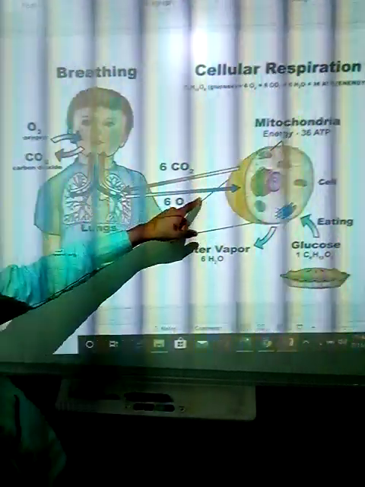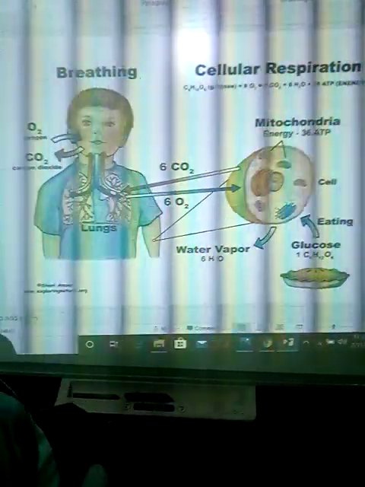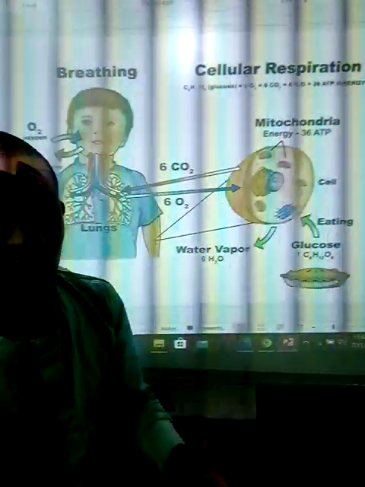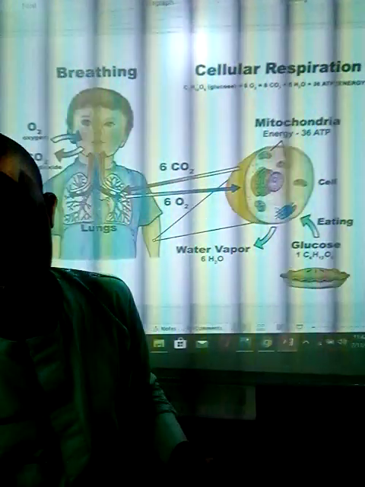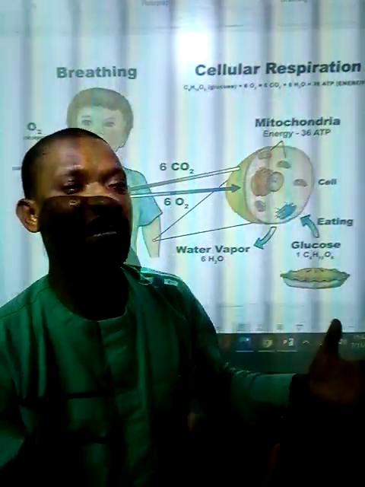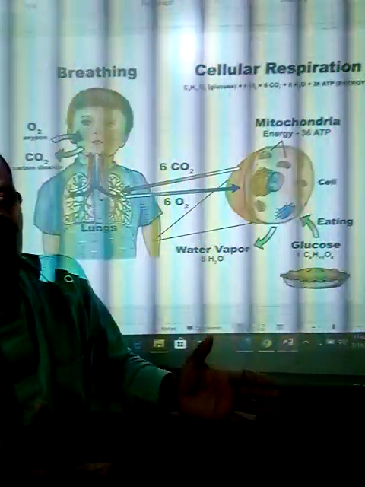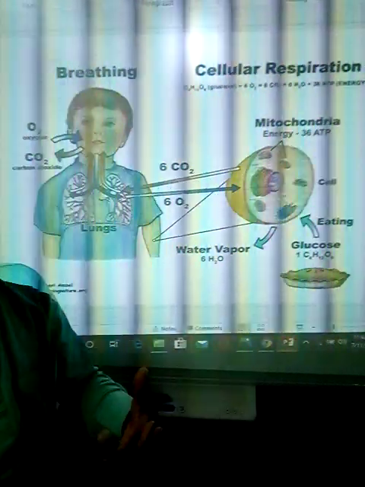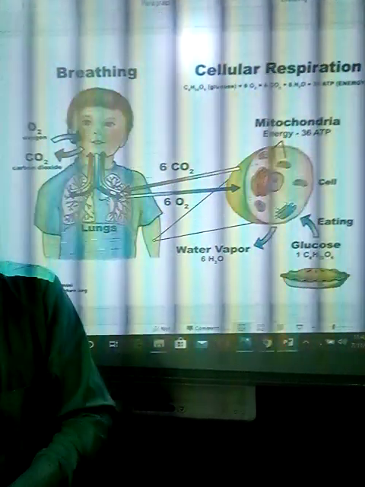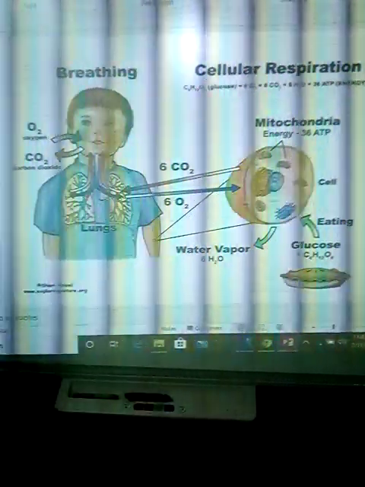Now when you move on to this cell, in the mitochondria of this lung cell, something happens. 36 ATP is generated. I told you that there are 2 schools of thought about the number of ATPs generated at the end of cellular reaction. Some scientists believe it is 36 and some believe it is what? 38. But for the sake of this class, we shall go for 36. But I will also show you instances where they say it is what? 38. It's one of the disparities in the school of science.